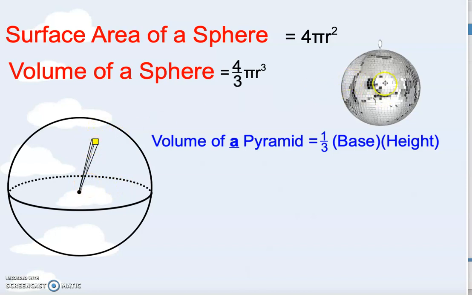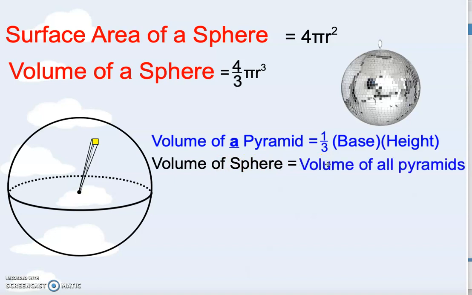And like a disco ball, you see these little square bases. Those could act like the bases of a pyramid, and all the pyramids could meet right down here at the very center of the sphere. And so we could say the volume of a pyramid is 1/3 base times height. So the volume of the sphere would be basically the volume of all the pyramids that we use to fill up this entire sphere.